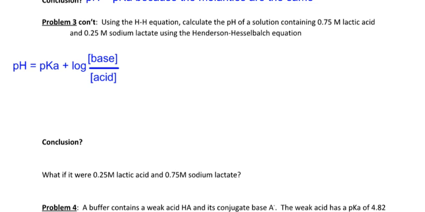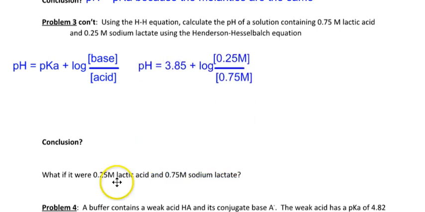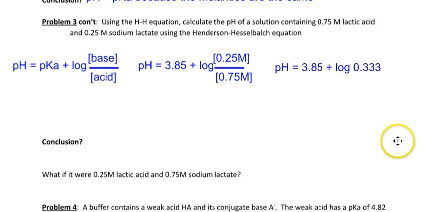This time, what is our pKa? Did you actually plug in that value into your calculator and find that the pKa is 3.85? Hopefully you did. And then the molarity of your base, your lactate, is 0.25. Your molarity of your lactic acid is on the bottom, 0.75. And hopefully when you did that, what's 0.25 divided by 0.75? It's a third, or 0.3333.